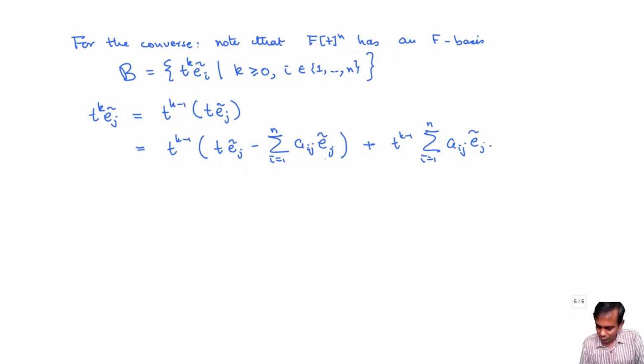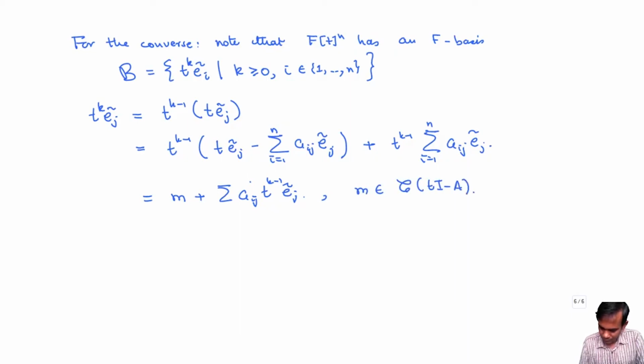But this thing here belongs to the column space of tI minus A. It's just the jth column of tI minus A. So this is m plus t^(k-1) summation a_ij e_i tilde, and m is an element of the column space of tI minus A. So what I've shown is that if I start with the vector t^k e_j tilde, by subtracting some vector m from the column space of tI minus A, I can reduce the degree of this term, t^k, to t^(k-1). Sorry, this should be i, not j.